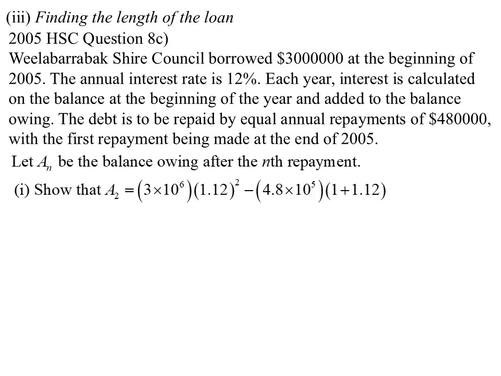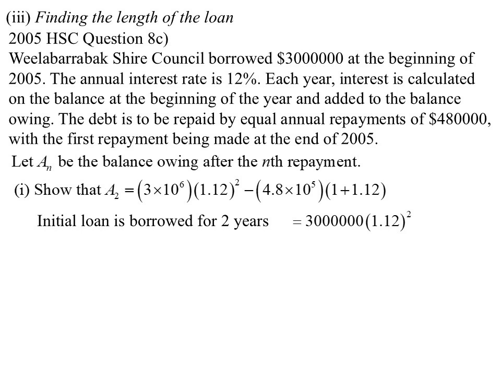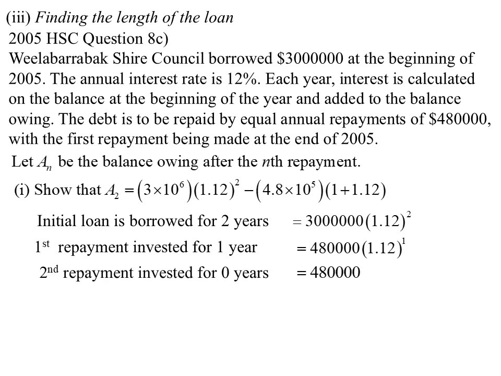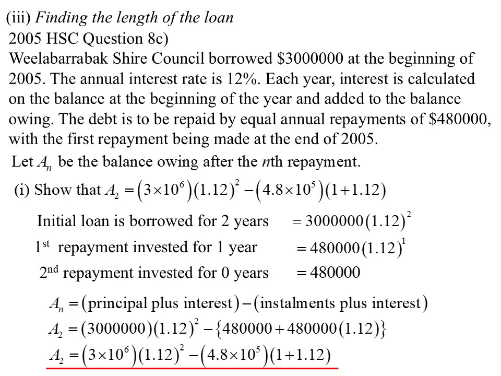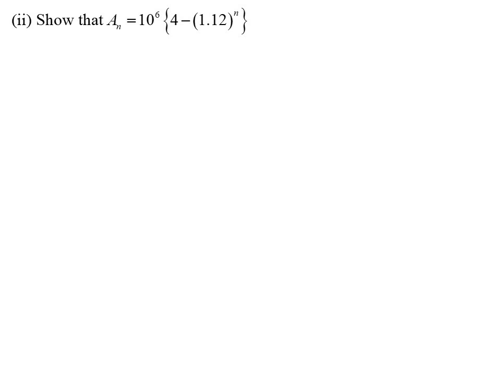First thing was just to show this is true. Okay. Well, that initial loan is borrowed for 2 years, so there's $3 million with the interest rate applied. First repayment, that'll be in there for 1 year. The second repayment, and that's all they're really asking for this one. So it'll be the principal plus the interest minus the instalments, and we should be able to manipulate that. All we've got to do is change it into scientific notation, and we got it. Show that amount n turns out to be that expression.